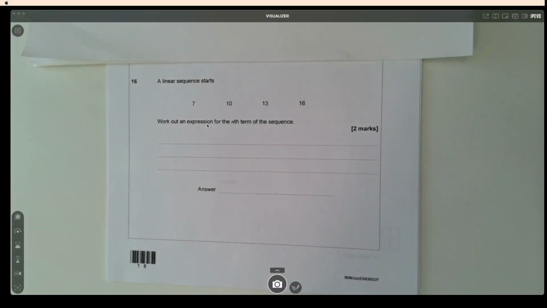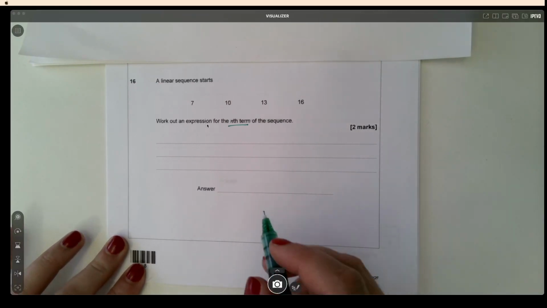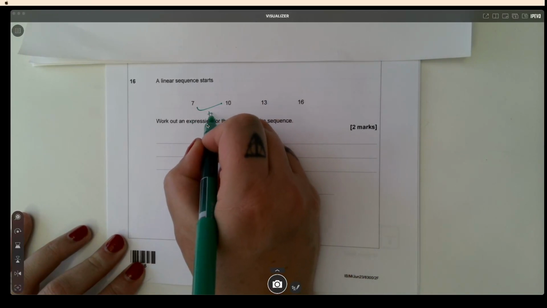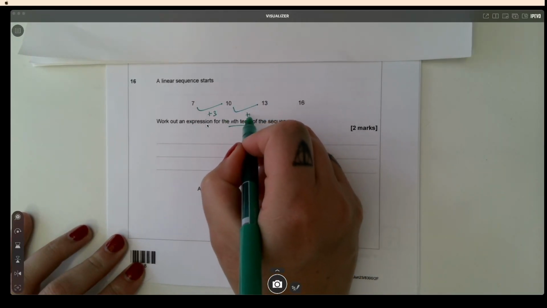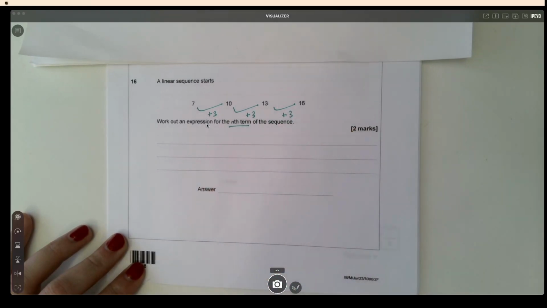Question 16. A linear sequence starts 7, 10, 13, 16. Work out an expression for the nth term of the sequence. So the first thing we're going to do is see what we're doing to get from one term to the next. So to get from 7 to 10, we add 3. 10 to 13, we add 3. 13 to 16, we add 3. So the sequence is going up by 3 every time.